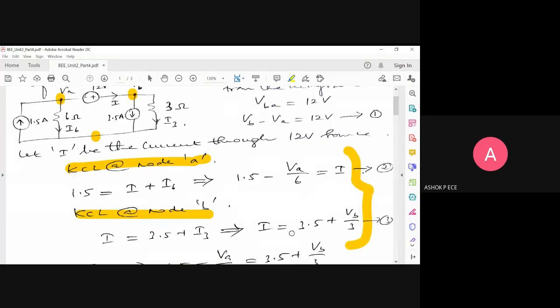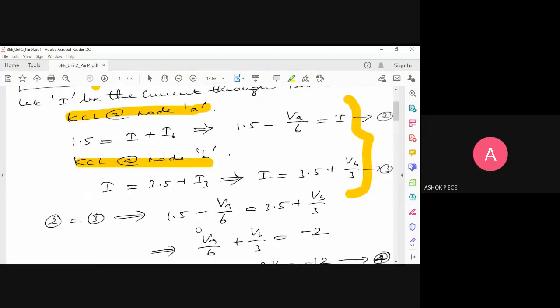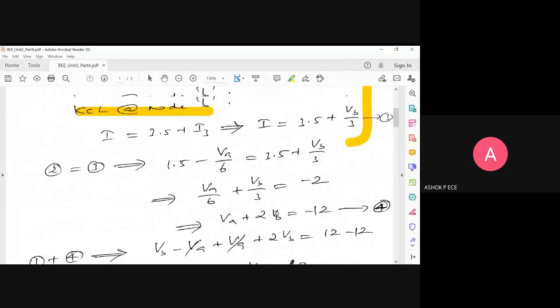Two equations: KCL at node A, 1.5 minus VA by 6 is equal to I. KCL at node B, 3.5 plus VB by 3 equal to I. The RHS is the same, so I equate the LHS. 1.5 minus VA by 6 equals 3.5 plus VB by 3. Rearranging the terms, I get VA plus 2 VB equals minus 12. So one equation I got.